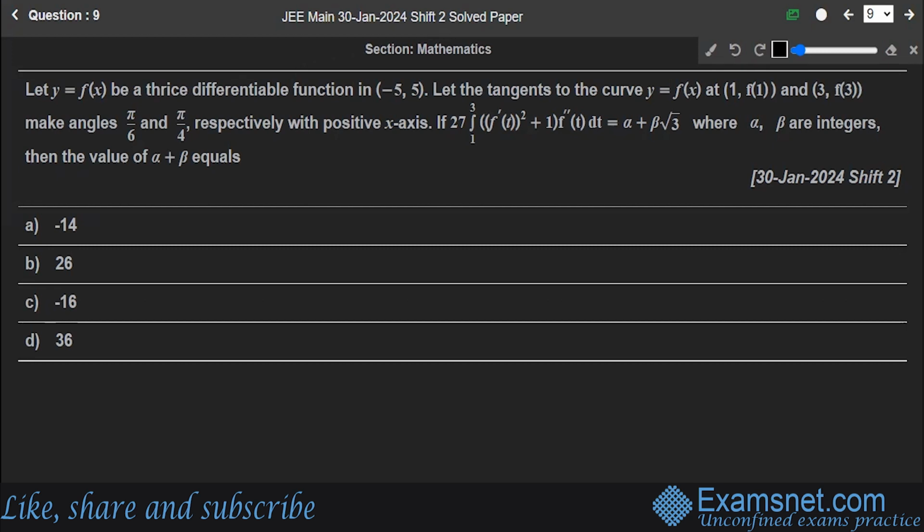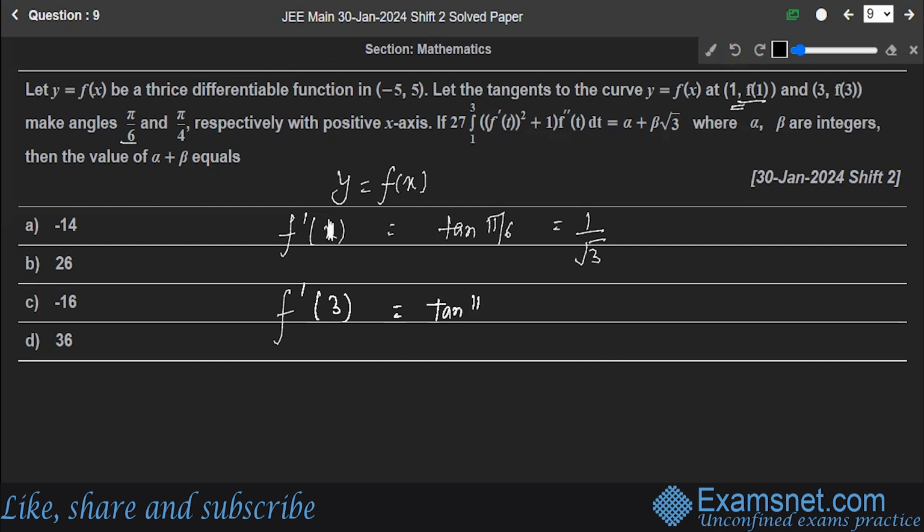Okay, so you have y is equal to f(x). So its slope at the point 1 is taking an angle of pi by 6. So that means f dash at 1 is 1 by root 3, it is tangent pi by 6. Similarly, f dash at 3 is equal to tangent pi by 4, that's equal to 1.